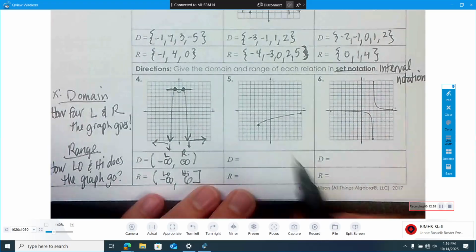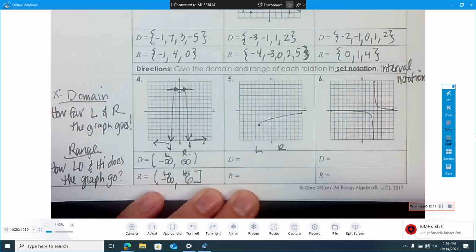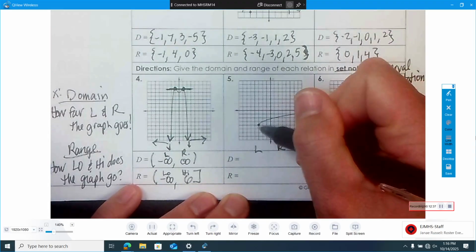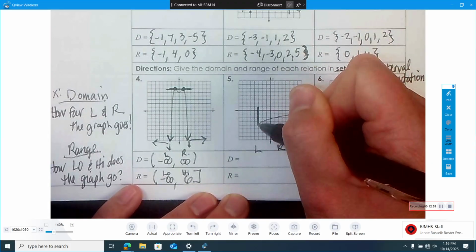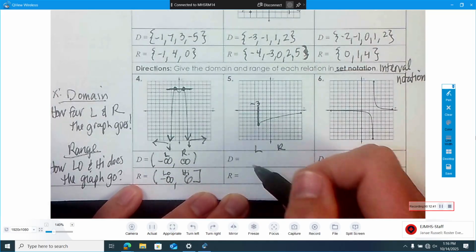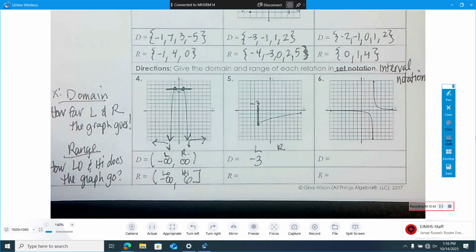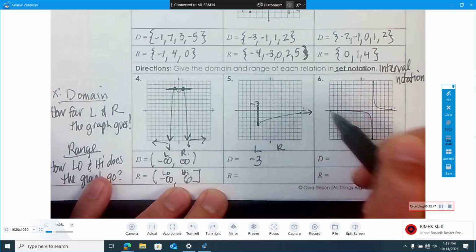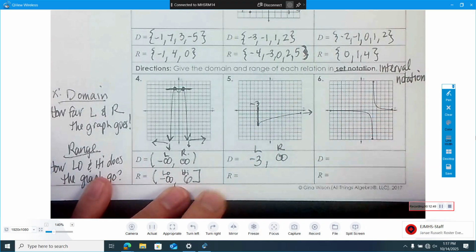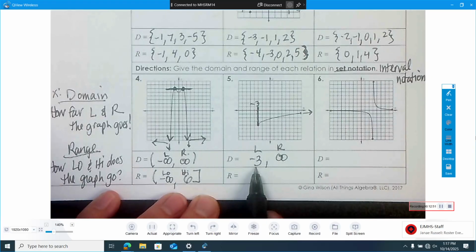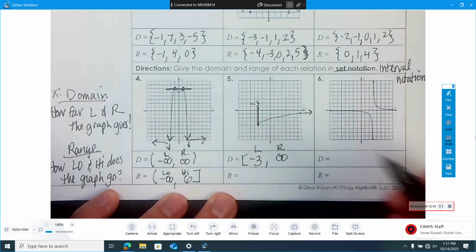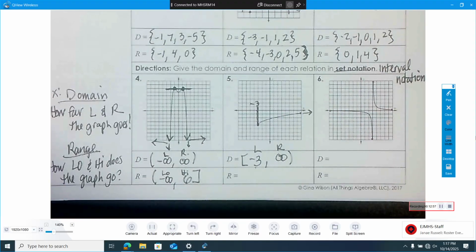Okay, so domain is how far left and how far right. So when we're looking at this graph here, how far to the left are we going? Negative 3. Right here, we get to negative 3. So negative 3 is how far left we get. How far to the right does this go? Yeah, it goes forever to the right. So what do we use at negative 3? A bracket at negative 3 and parenthesis at the infinity.